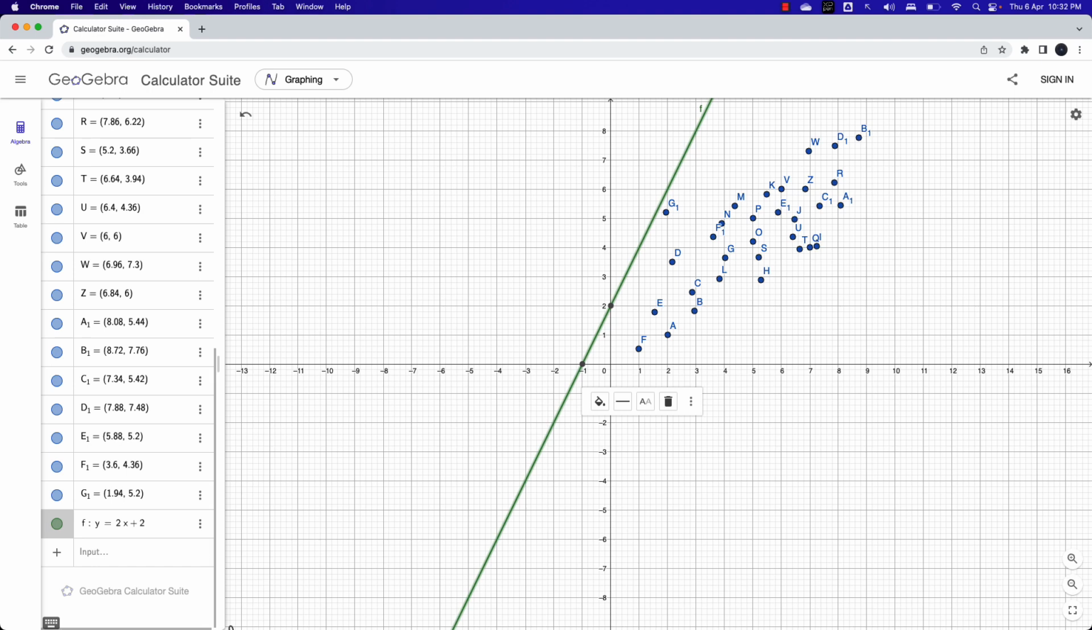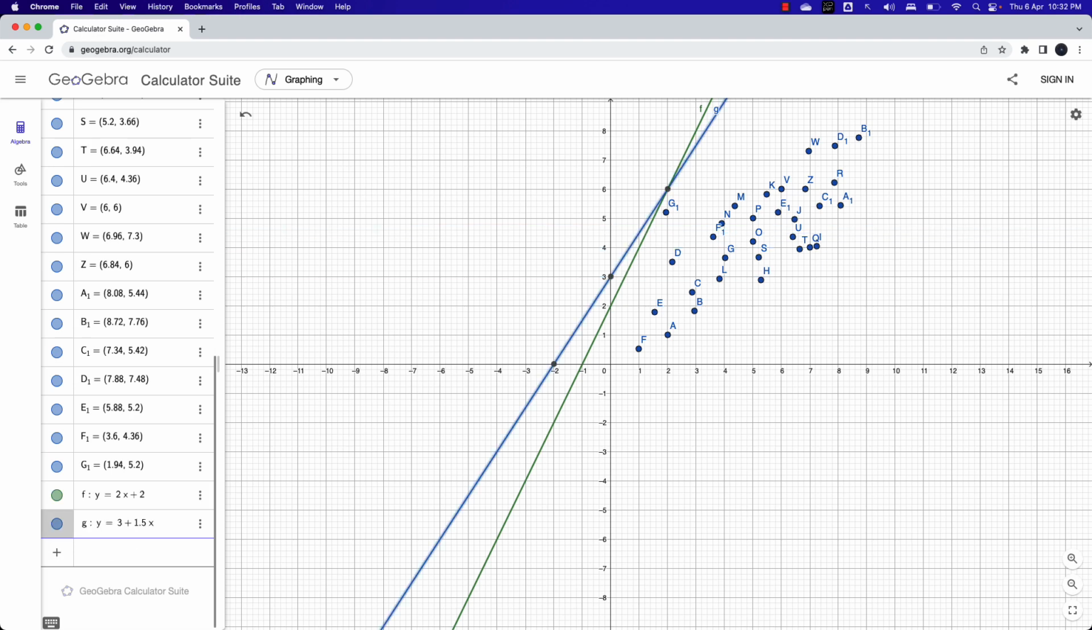I'll mention one more equation. This time I'll say y is equal to 3 plus 1.5x. See, this is another straight line that I've added, which is in blue color. So in general, when I say simple linear regression, it is nothing but the equation of a line.